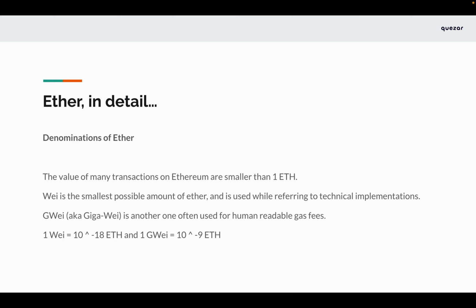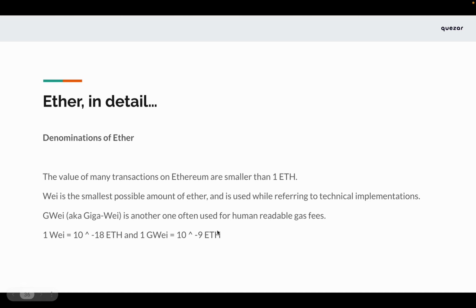Next is denominations of Ether. If you have covered the Solidity basics part, you will remember that Ether is denominated in Wei and Gwei. The value of many transactions on Ethereum is smaller than 1 ETH. You won't transfer in multiples of 1 ETH every time. You can also transfer fractional amounts of Ether. So Wei is the smallest possible amount of Ether and is generally used while referring to technical implementations. And there's another unit called Gwei or Gigawei, which is mostly used for human readable gas fees.